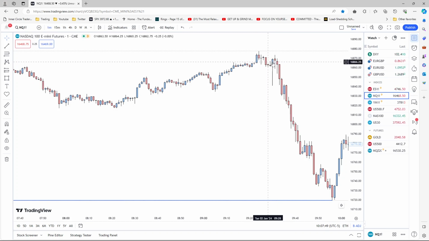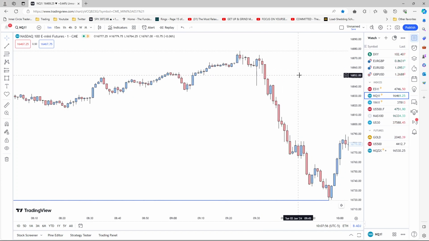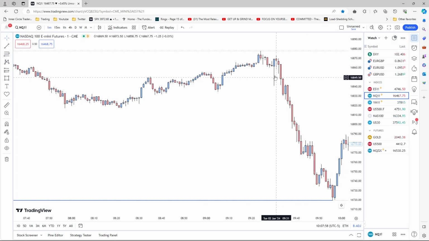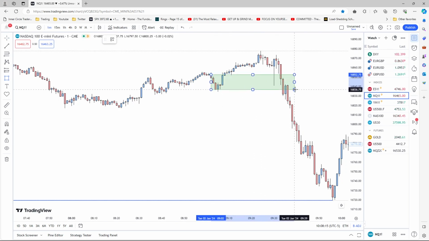9:30. That is your AM session open. And this is going to be a more seasoned trader's viewpoint, looking at a breaker block, high, low, up, all the way up to that high. There's your breaker block.